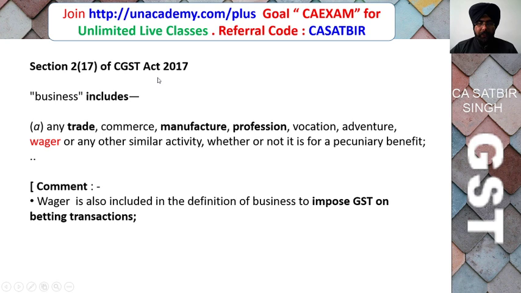Section 2 of the CGST Act says what business includes. Business includes trade, commerce, manufacture, profession, vocation, adventure, wager, or any other similar activity, whether or not it is for pecuniary benefit. So benefit is not necessary. If any activity of this nature is done, it can be termed as business. This is the first clause of this definition. Wager is also included in the definition of business to impose GST on betting transactions.